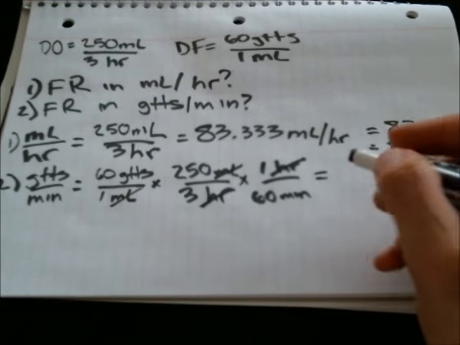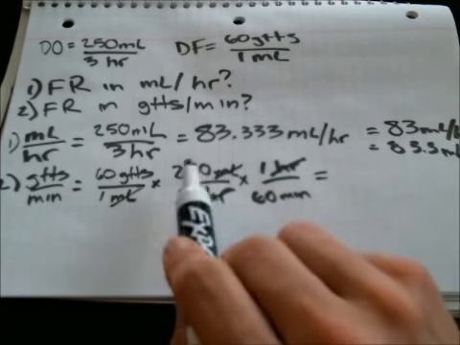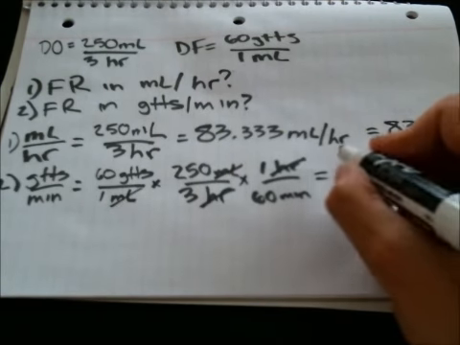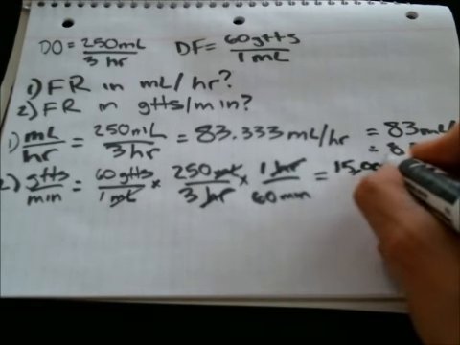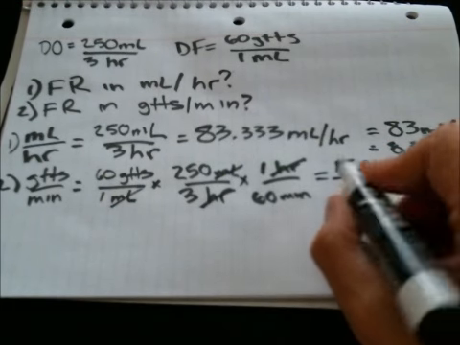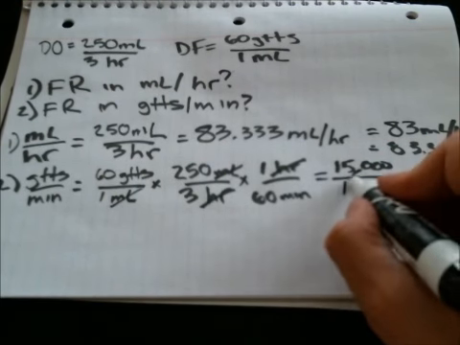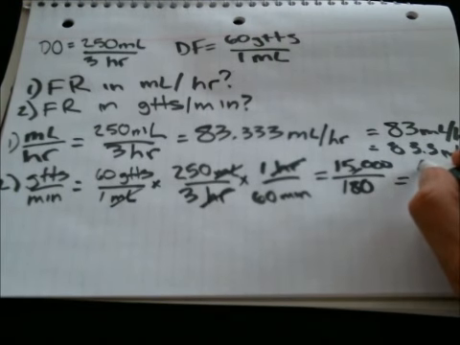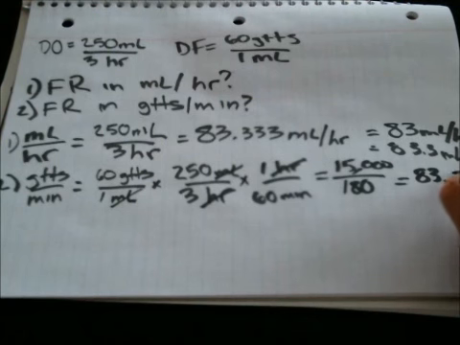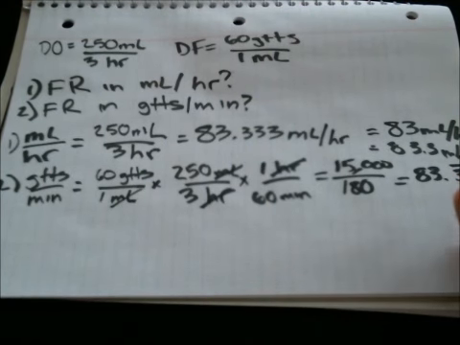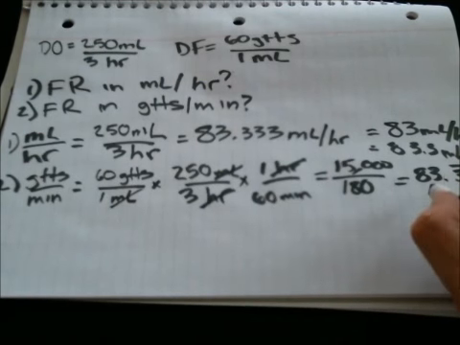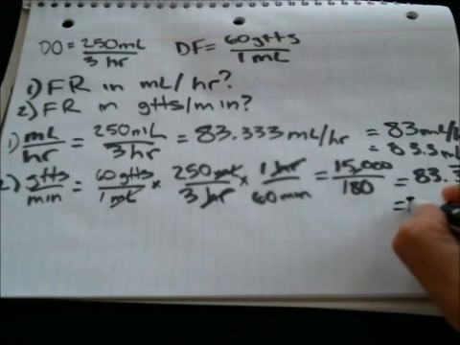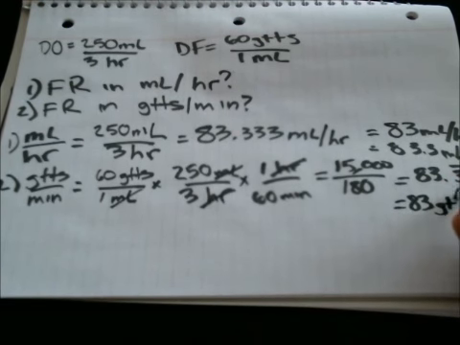So when you multiply 60 by 250, you have 15,000. Divided by 3 times 60, which is 180. And then your answer is the same. Look at that, 83.3 repeating, which probably rounds up to, actually, it will round down, I'm sorry, to 83 drops per minute.